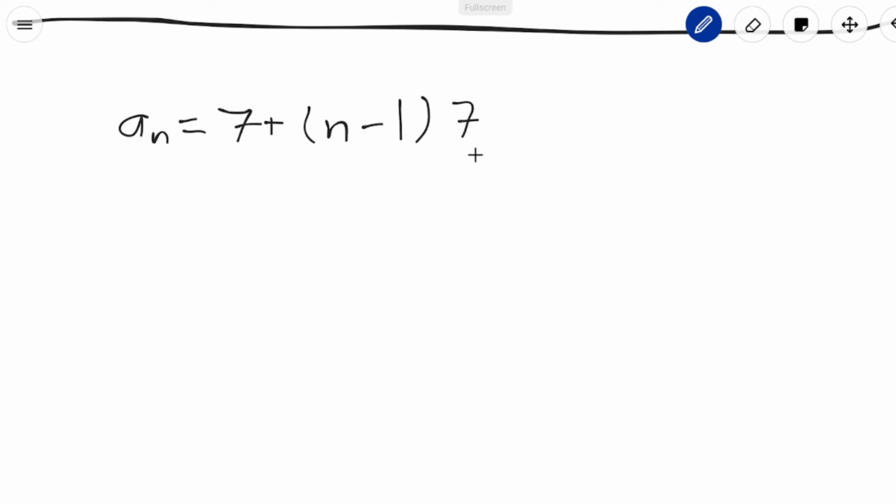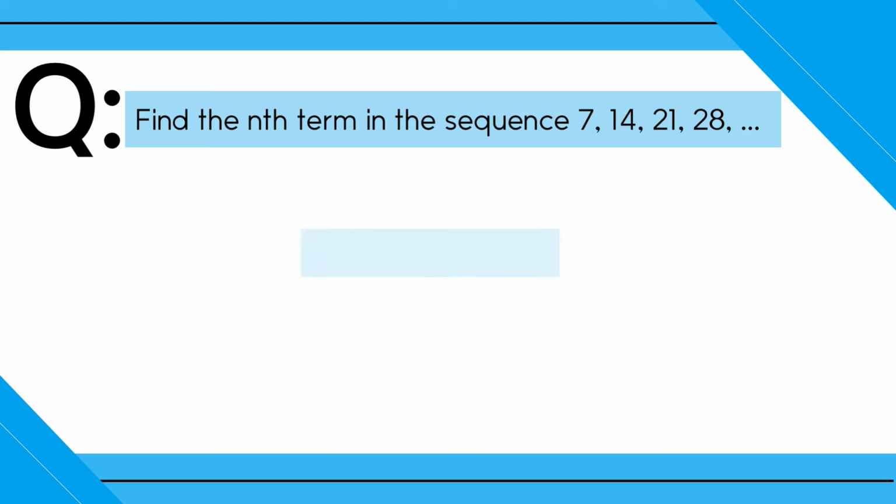So let's multiply 7 to n minus 1 again. 7n minus 7. Then let's bring down these values. 7 plus 7n minus 7. Combine the like terms. 7 plus negative 7 will be 0. Therefore, a sub n is equal to 7n. And that's our answer.